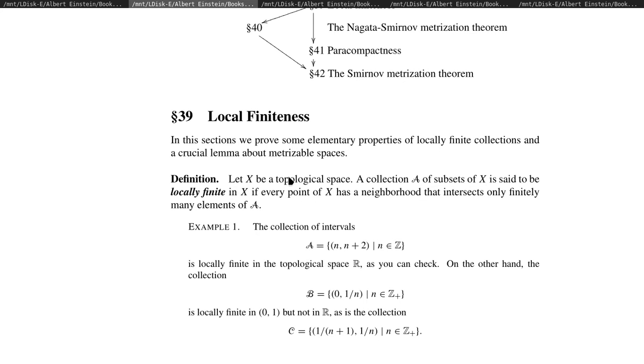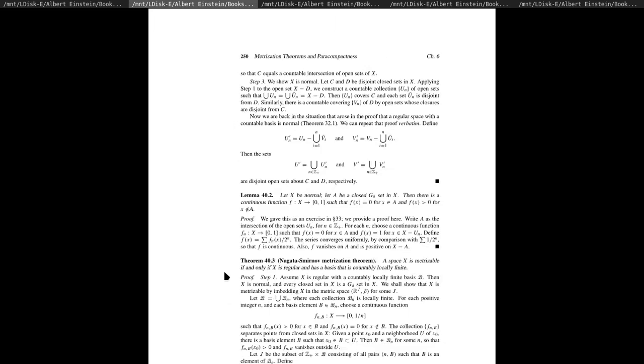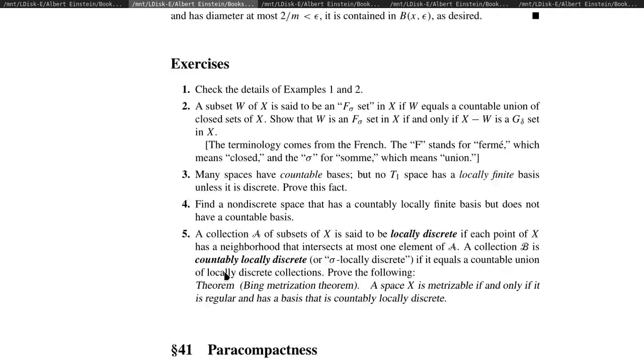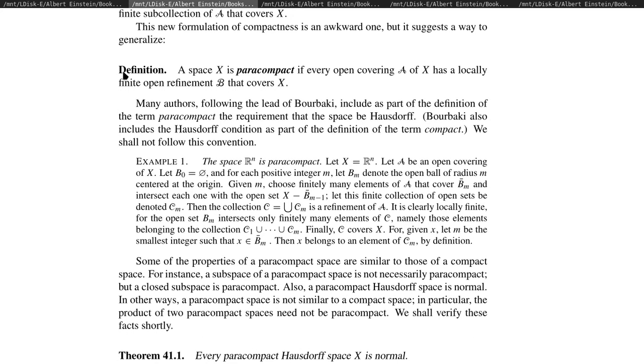So what do we mean by something to be locally finite? Well, if you have a topological space, a collection of subsets of X is said to be locally finite if every point of X has a neighborhood that intersects only finitely many elements of that collection, right? So that's a locally finite thing. And there's the whole big thing of metrization, which we don't get into because we don't need it. But yeah, this is your definition of paracompactness. Every open covering has a locally finite open refinement that covers X.